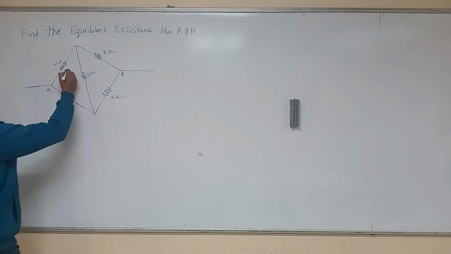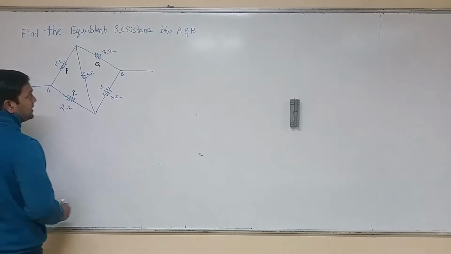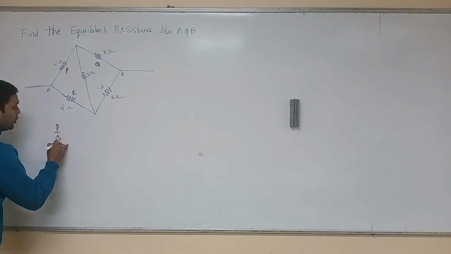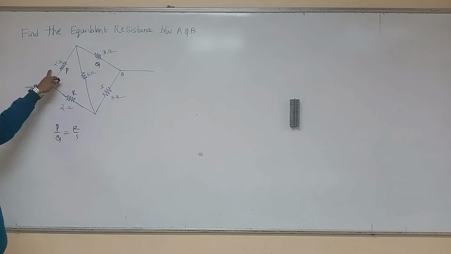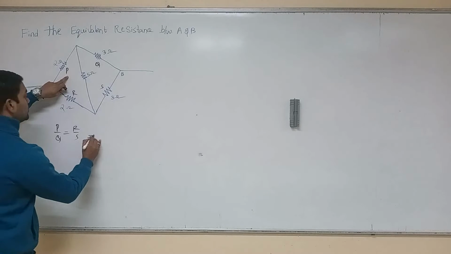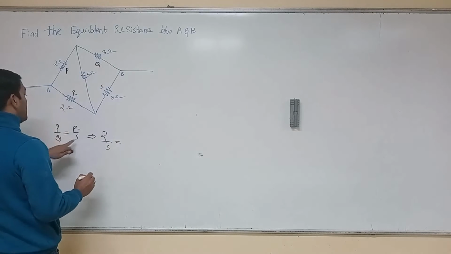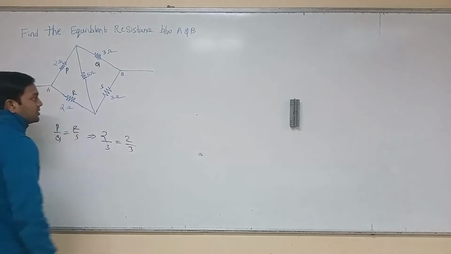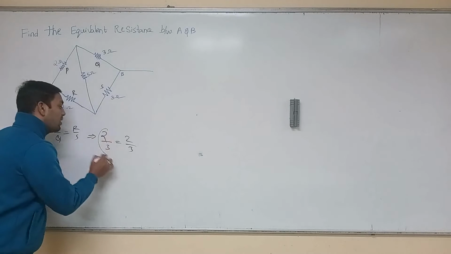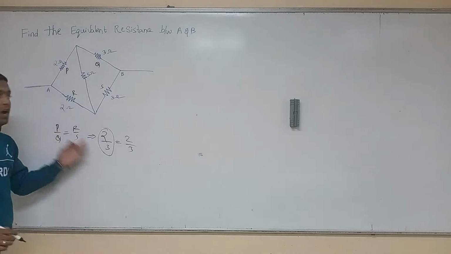So how? Let us think that this is P and this is Q, this is R and this is S. So we know that P by Q is equal to R by S. Here P is 2 ohms and Q is 3 ohms, and here R is 2 ohms and S is 3 ohms. So we can write that 2 by 3 is equal to 2 by 3, that means P by Q is equal to R by S.